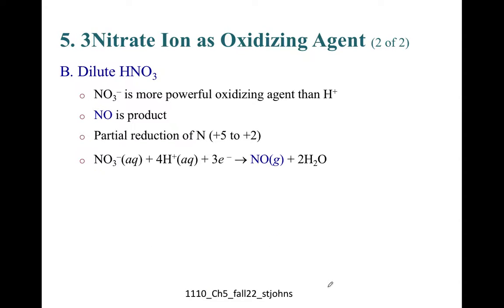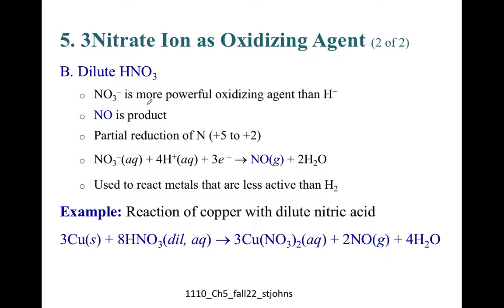Dilute nitric acid: nitrate is a powerful oxidizing agent, and we see here that even in dilute situations nitric oxide is the product. It is a partial reduction of nitrogen from plus 5 to plus 2, and we can see the example here. You can check it out by marking the charges.